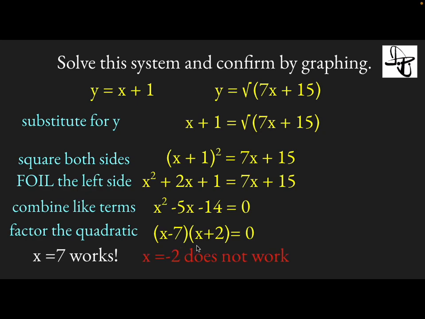Let's check x equals negative 2. Well, negative 2 plus 1 would be negative 1. And then if we try plugging it in here, you would have the square root of 1, ultimately, which is not the same as negative 1, so it does not work. So x equals 7 works. And so if x equals 7 is the x value of our solution, then the y value of our solution would be 7 plus 1 equals 8. So the solution is x equals 7 and y equals 8.